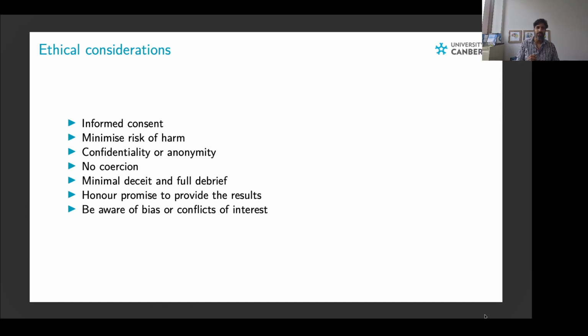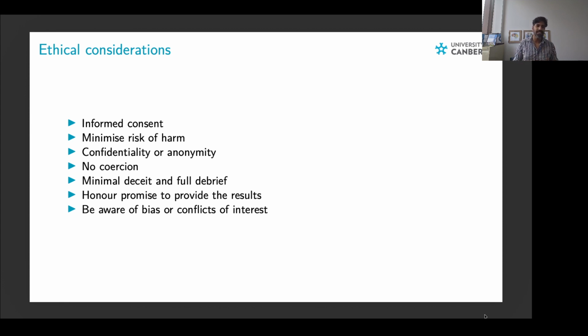So you want to minimize risk of harm, and ensure confidentiality or anonymity when possible. In some cases, it's not possible for the data to be anonymous, not in the sense of the research being done, but in terms of the data collection process, and that's okay. It's just ensuring that the participant knows how their data will be handled. Ensure there's no coercion in the process of collecting data, so people don't feel pressured to participate. There's minimal deceit and a full debrief.